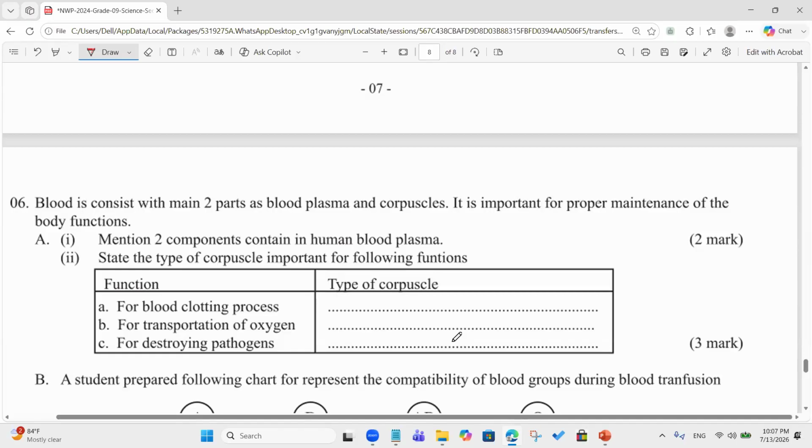Did you learn a special name for the red blood cells? Any other name? I think you learned. What is the other name given for the red blood cells? Erythrocytes. And for the white blood cells, leukocytes. Okay.